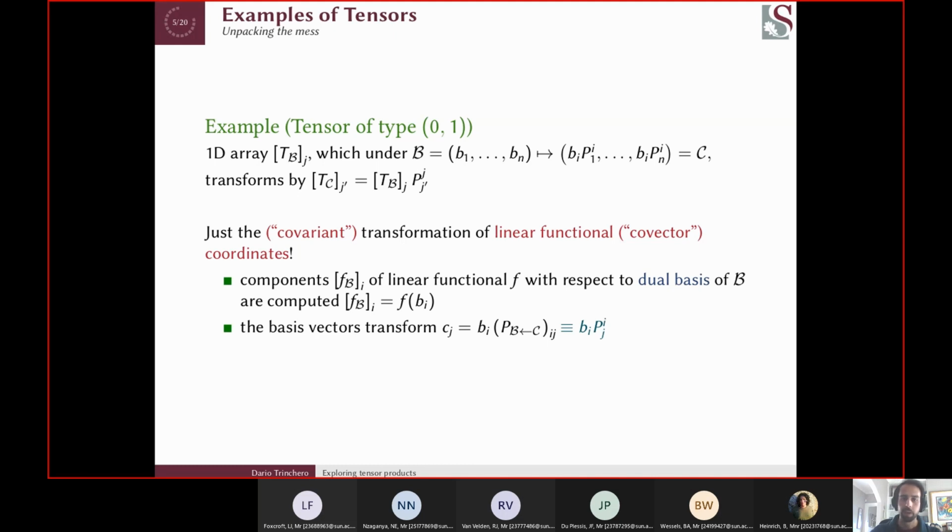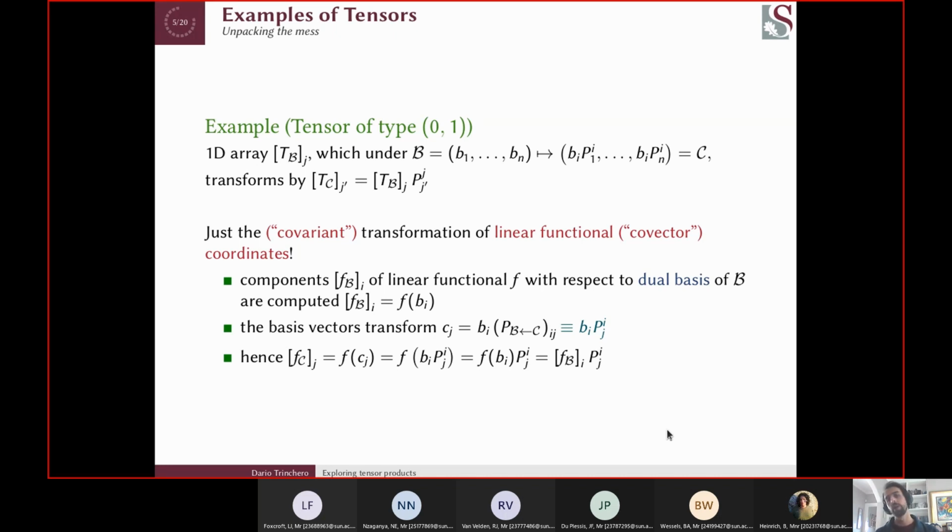Okay, so the basis vectors transform like this. That's the same line as on the previous slide. And hence, the components of the linear functional are simply f applied to the new basis vector, which is f applied to this contraction. We call that a contraction. And that is simply P times f applied to the B basis vector at index I, which is just the original coordinates. So you see here, this is the same transformation law as above.